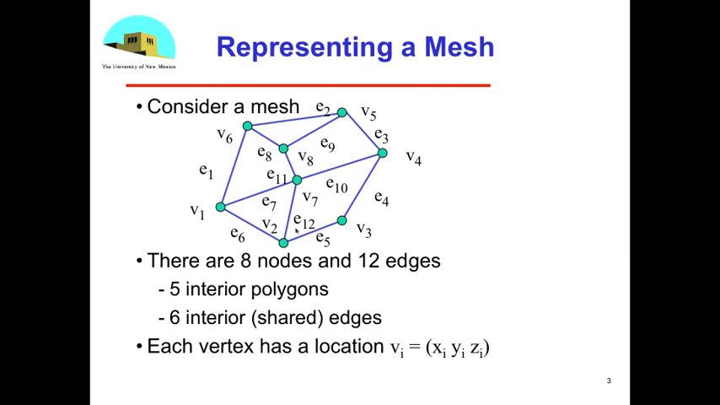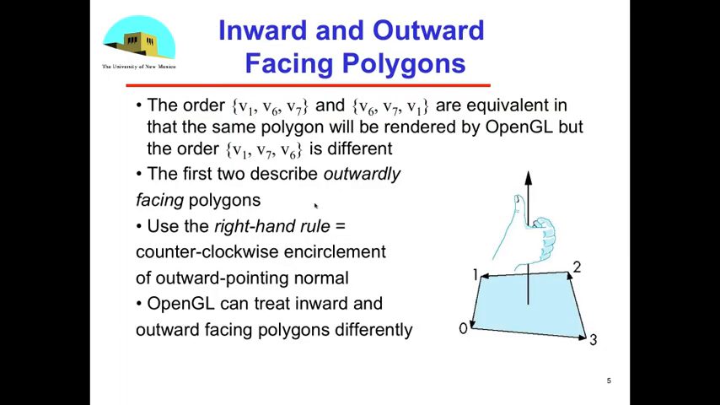If I circle it this way, then this is a clockwise direction when I'm looking at it from the outside. But if I go v1, v2, v7, I'm encircling it in a counterclockwise way when I look from the outside. On the other hand, v7, v2, v1 is the same as v1, v7, v2 because both of them encircle it in a clockwise way, assuming we're looking at it from the outside. So that gives us the notion of inward and outward pointing faces.